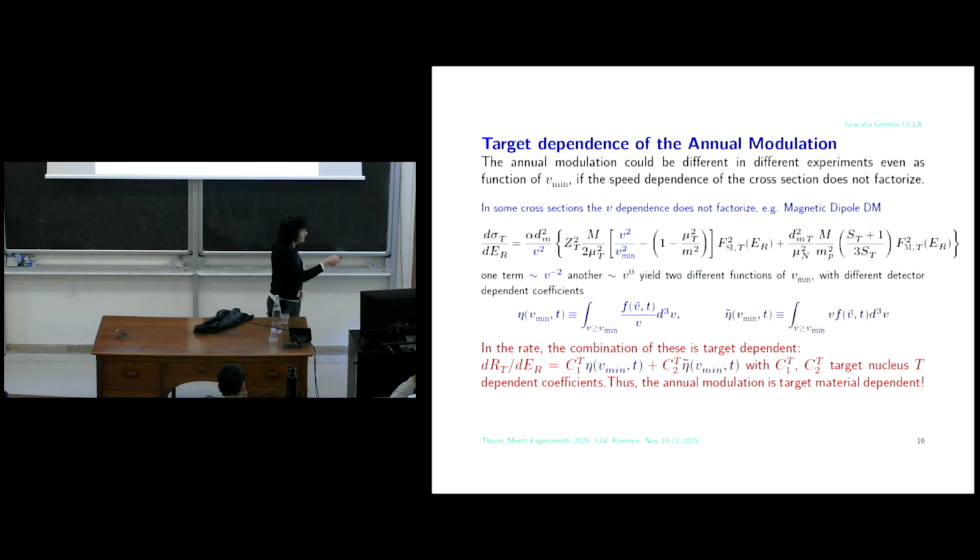And the coefficients are nucleus dependent, target dependent. That means that if you have this interaction and you're observing the annual modulation with two different detectors, assume fluorine and xenon, whatever, you will see vastly different annual modulations.